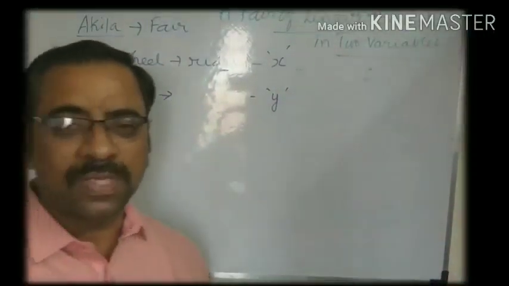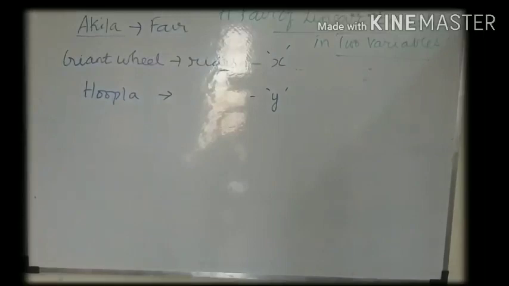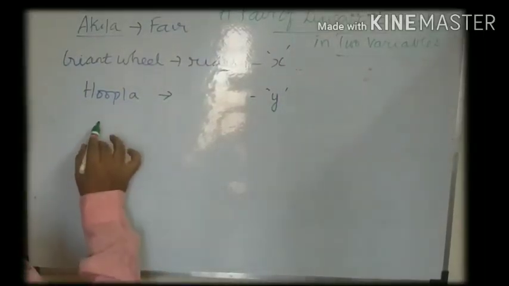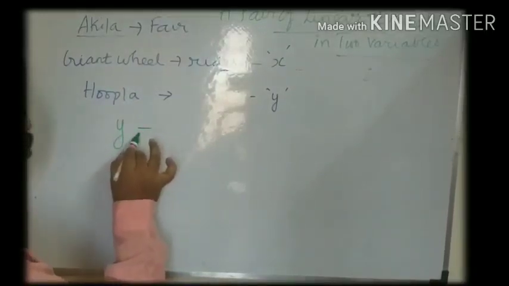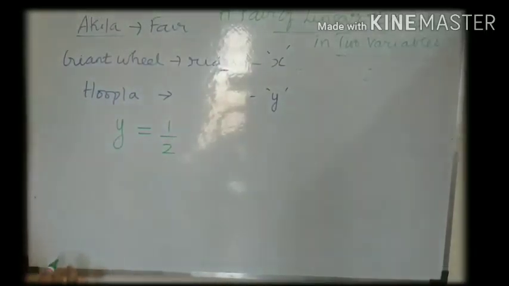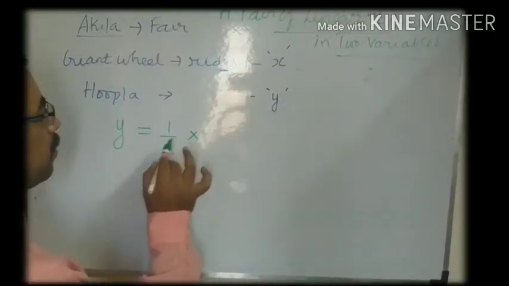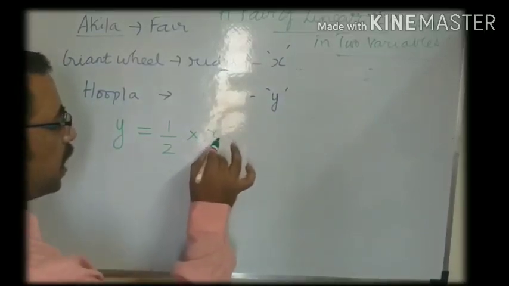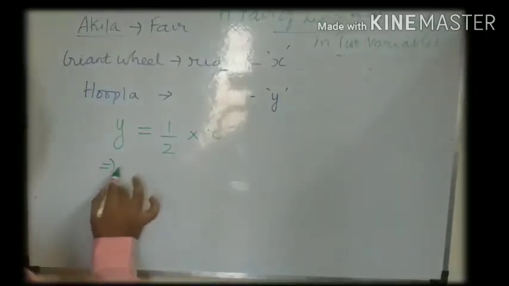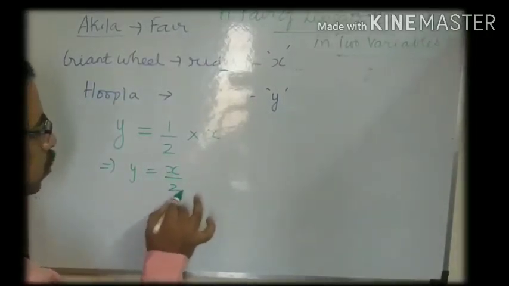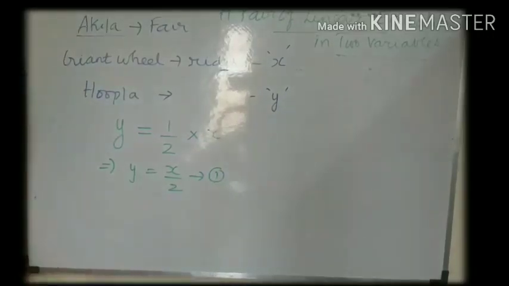Let's try to solve this situation. The first condition given to us was that the number of times she played hoopla game, which we consider as y, is equal to half the number of rides she has on the giant wheel. Half means we represent it as 1 by 2. The number of rides on the giant wheel is given as x. Therefore the first condition is represented as y is equal to half into x, which we can write as y is equal to x by 2. Mark this as equation number 1.